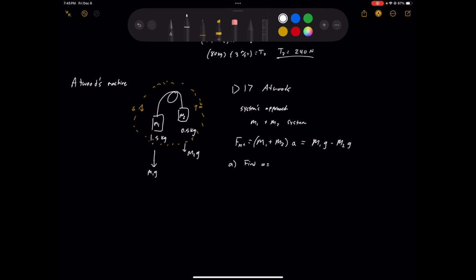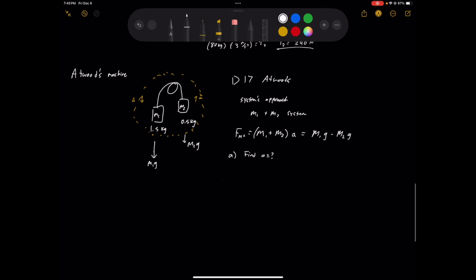All right, so what is the acceleration equal? So just plug in the numbers, right? So we got here 1.5 kilos for mass 1 plus 0.5 kilos for mass 2 times the acceleration is going to equal 1.5 kilograms times 9.8 minus 0.5 times 9.8.